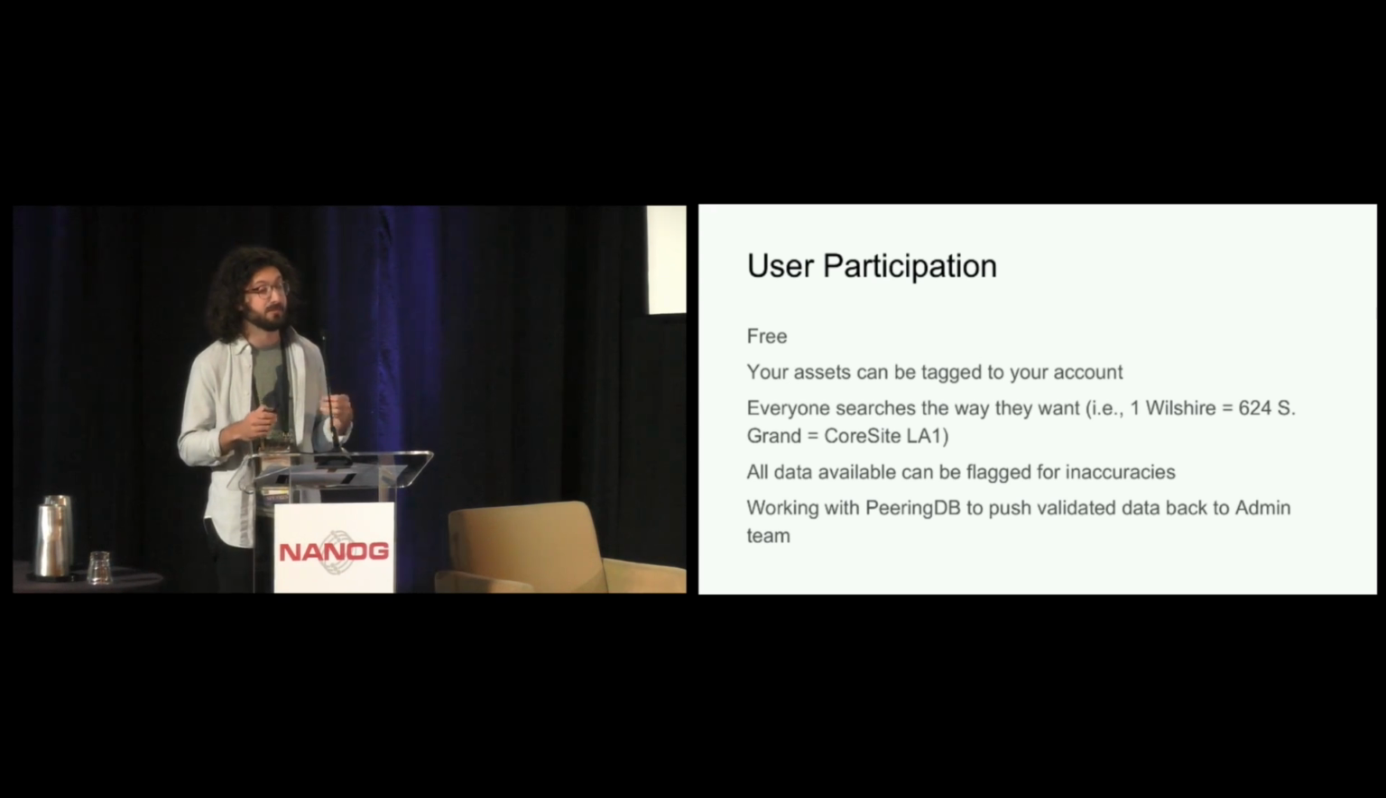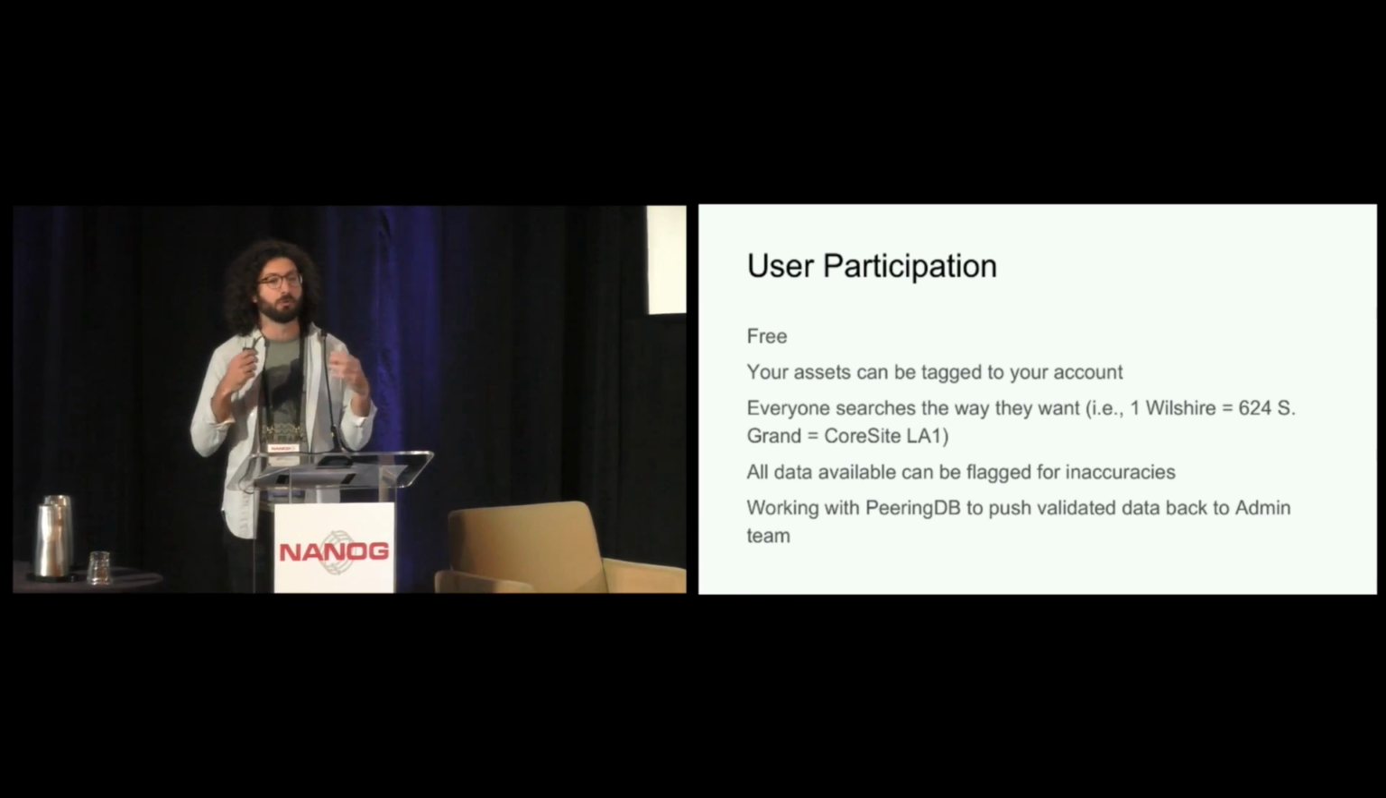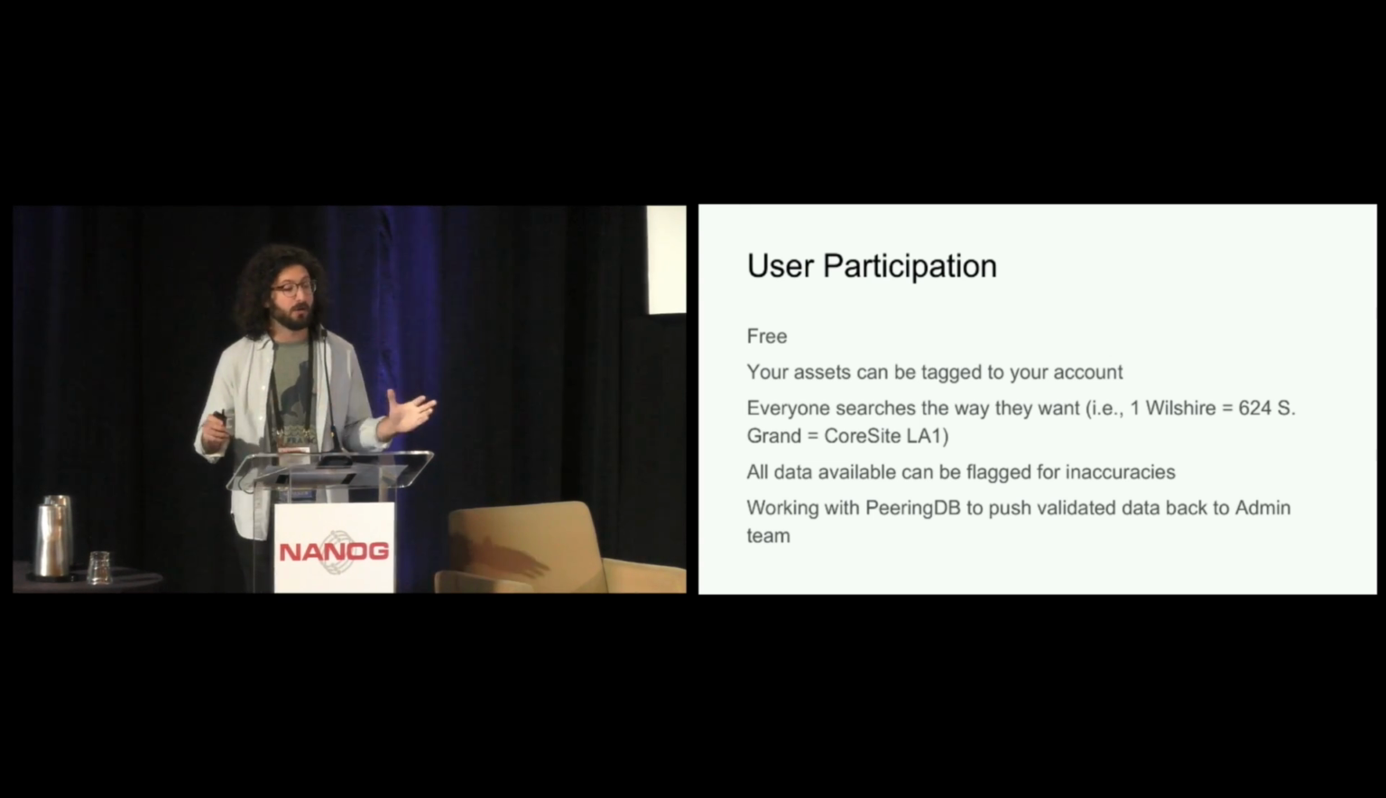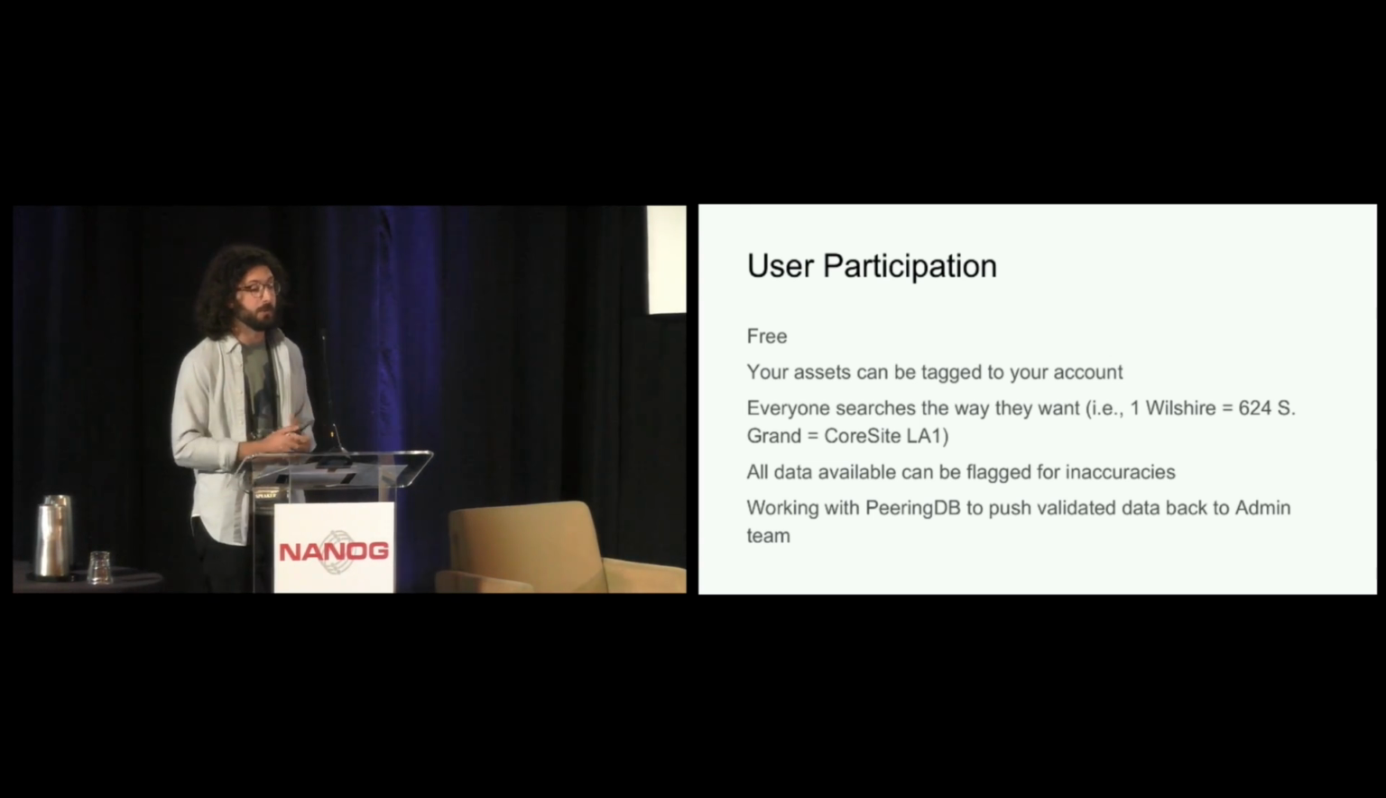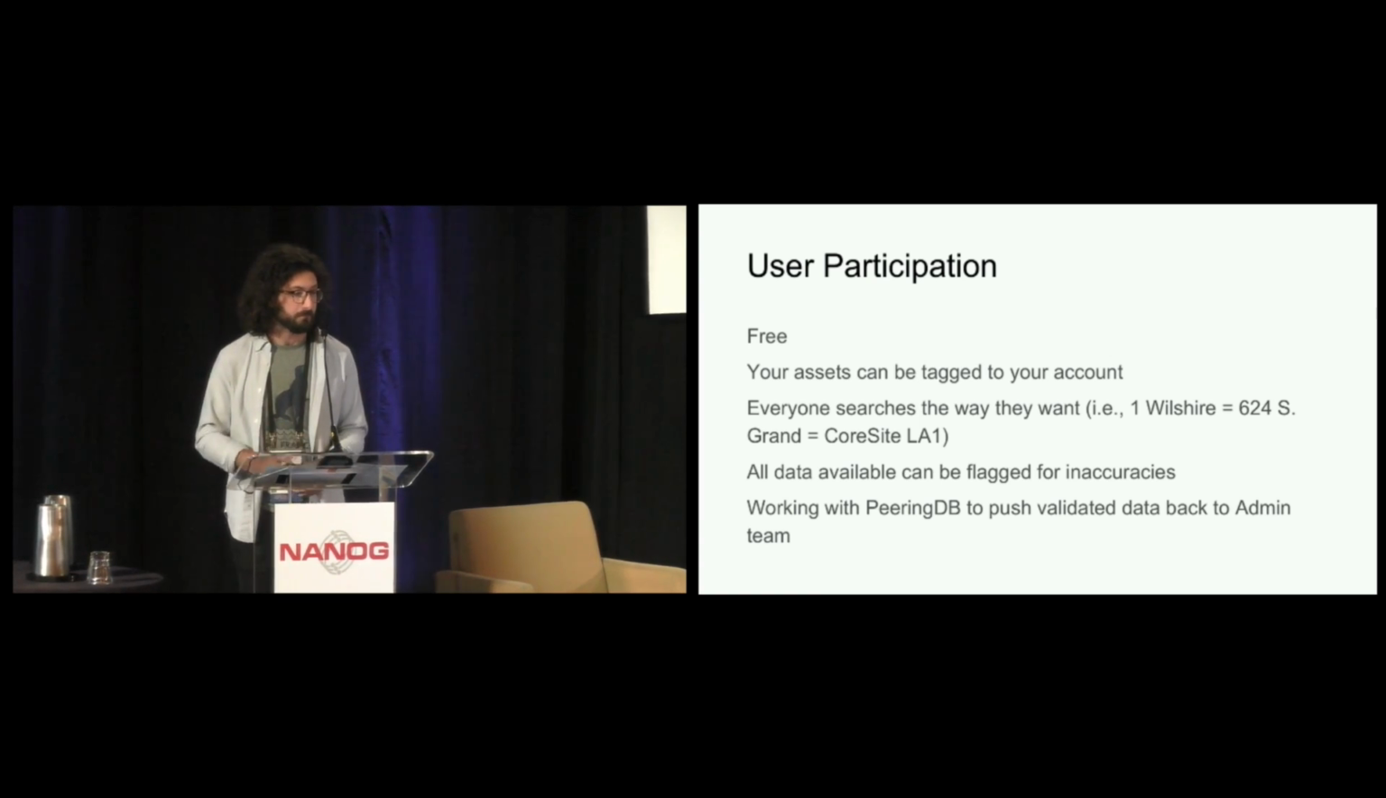You can tag assets and installations you have to your account. You can track your network through the platform. And we really want to understand how people search for stuff here. If you're looking for One Wilshire, CoreSite LA1, 624 Grand, we really want to make sure we're making something that can adapt to how everyone thinks about the industry. All data on the platform can be flagged for inaccuracies. And like I was saying, we're working directly with PeeringDB to push our curated data back to their admin team for their own approval process.